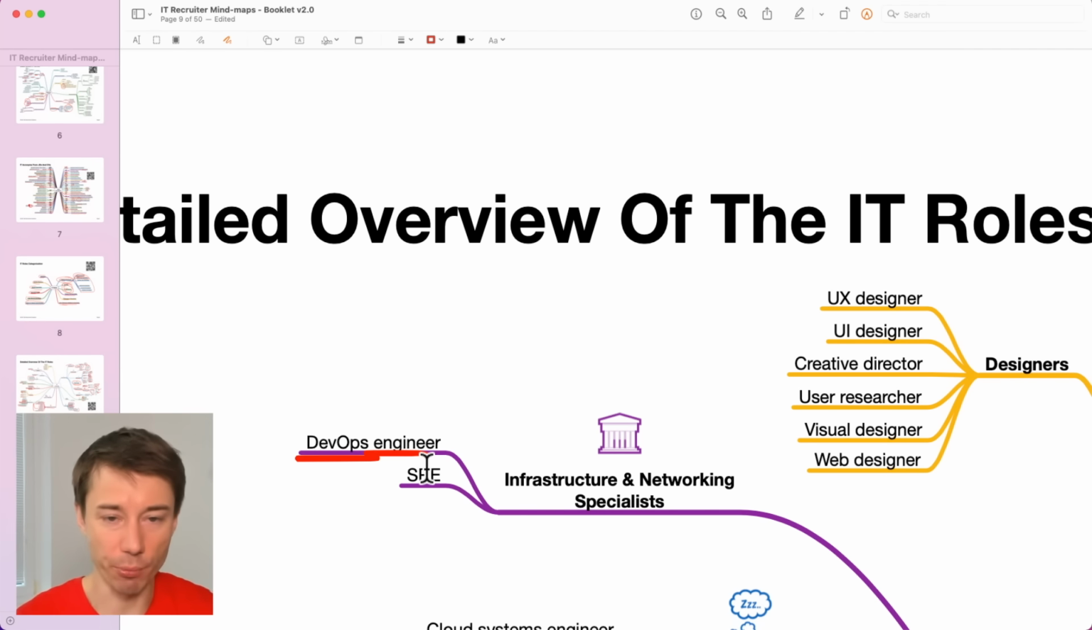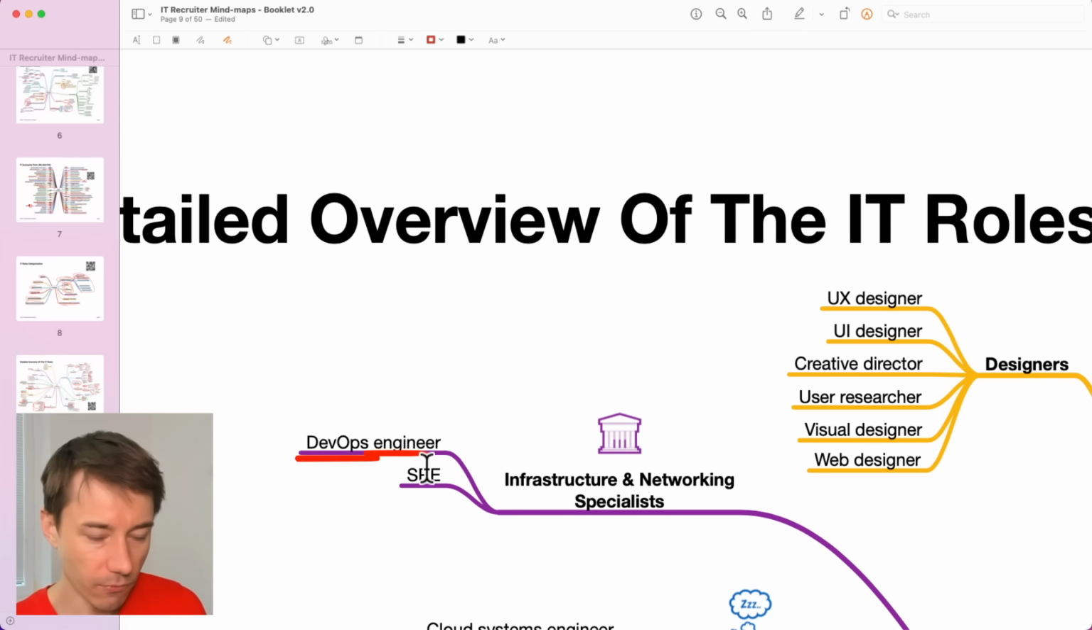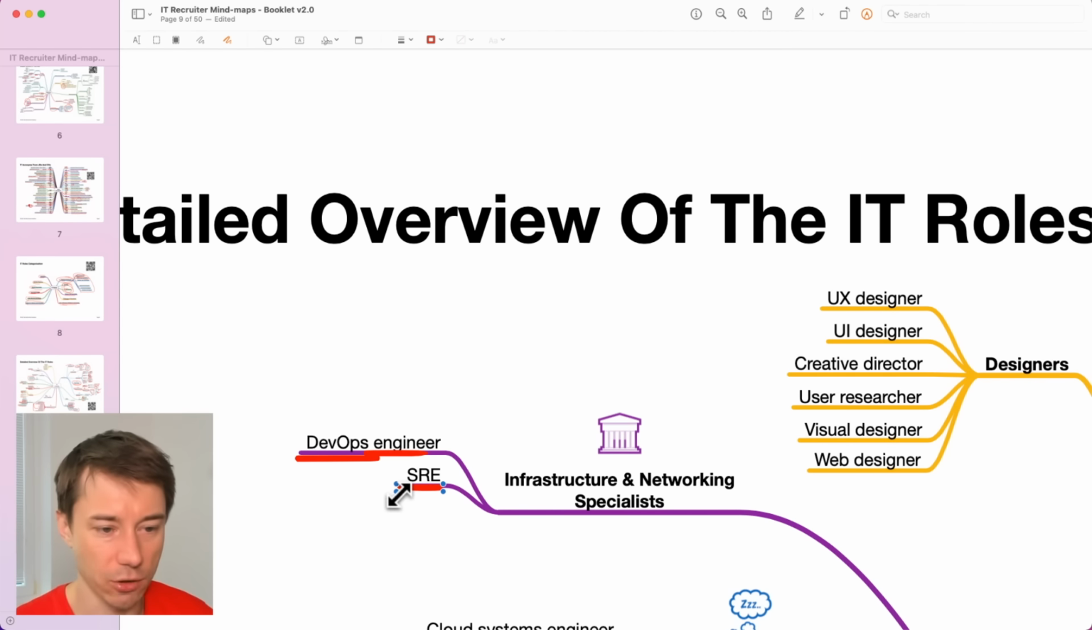They can help developers to adopt the DevOps culture and everything that comes with it. SRE is a very similar role in the United States. I think it was Google that invented this role. They call it site reliability engineer. So someone who is like a DevOps engineer, but they call it site reliability engineer.